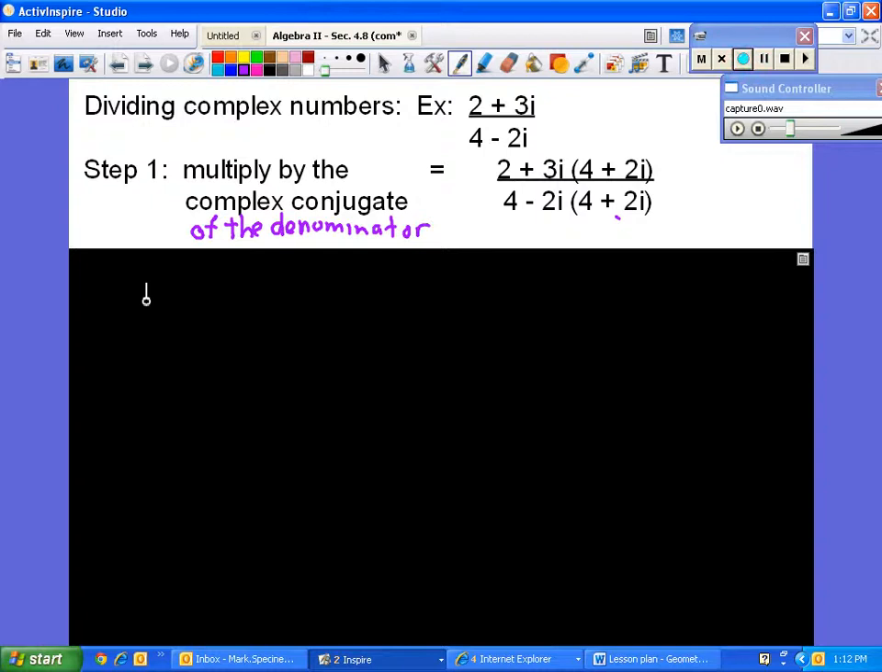Now, what would happen if I just did this division? What is 4 plus 2i divided by 4 plus 2i? You heard me. What is this divided by this? Oh, 1. So what I'm really doing is just multiplying by 1. That's what's nice about 1, is it can take any form that you like.